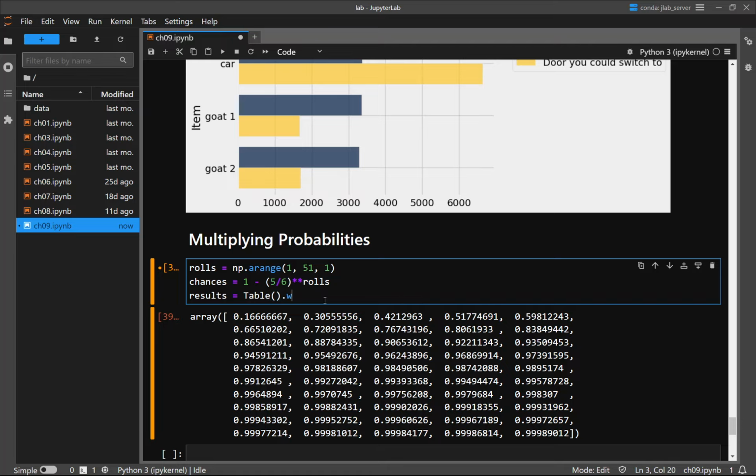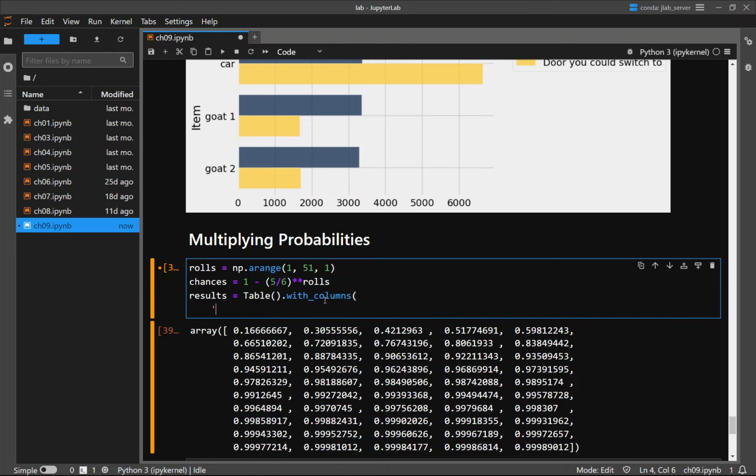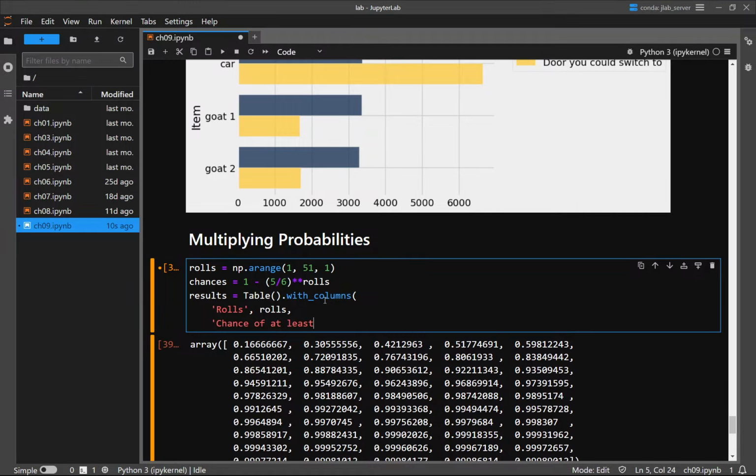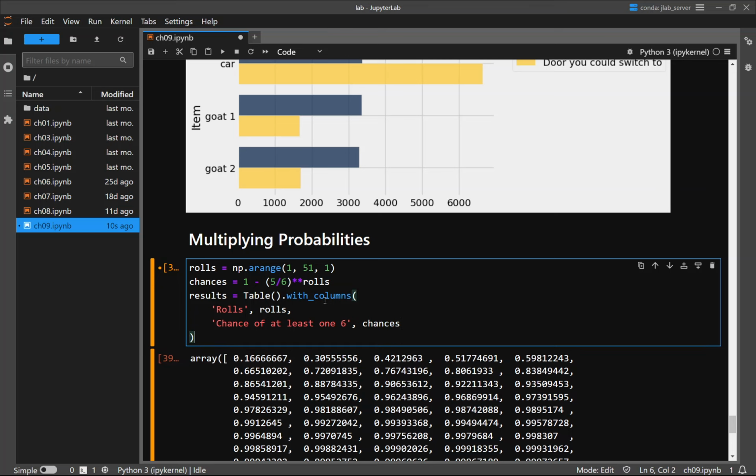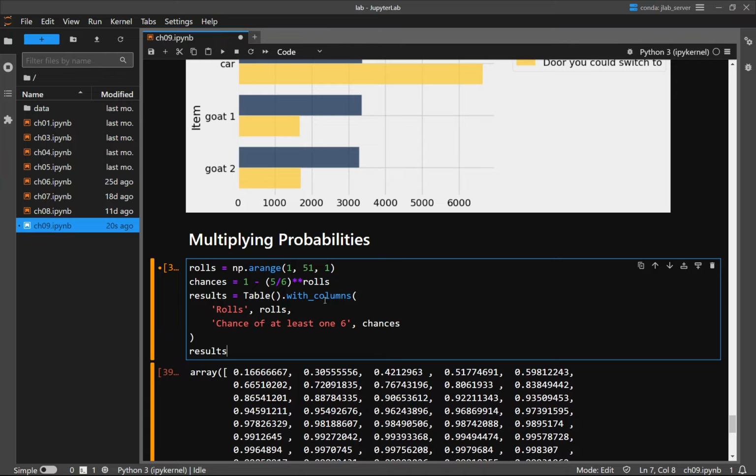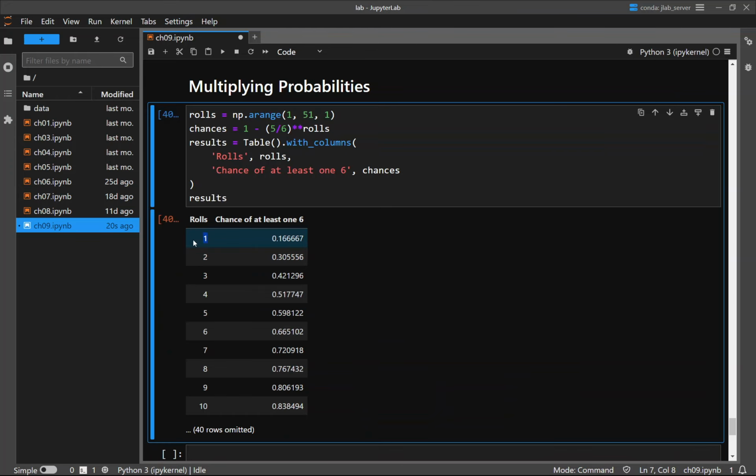So give me a blank table with columns: rolls is that, and then the chance of at least one 6 is this. That's my chances. And then that's what I calculated. I'm rolling a die once. The chance of at least one 6 is 1 minus 5/6 to the 1. Then this one, rolls is 2. The chance of getting at least one 6 in 2 rolls of a die is 1 minus 5/6 squared. So it's on and on and on.